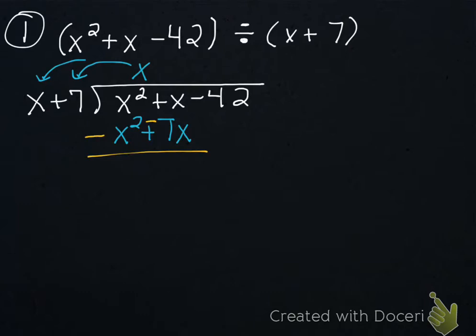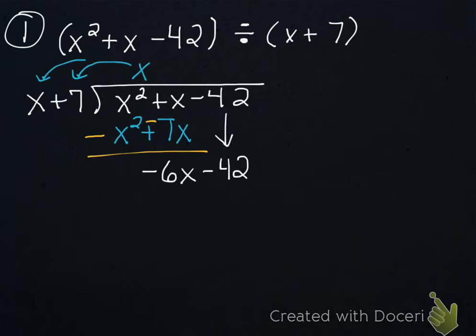Now, x squared minus x squared is 0. That's good. We want it to cancel. x minus 7x is negative 6x. Remember to drop down your next term. You need the same number of terms here that's in your divisor.